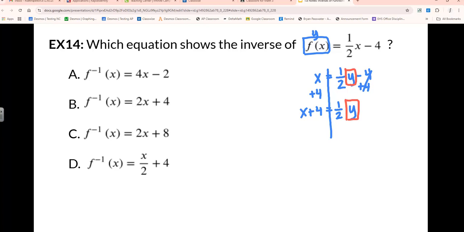Okay? And then I've got to get rid of that 1/2. Samara, what would I do with that 1/2? Did you say? What would we do? We're going to divide by 1/2.